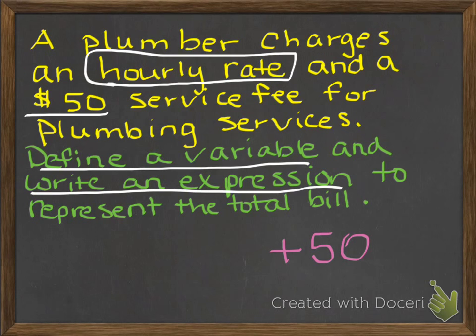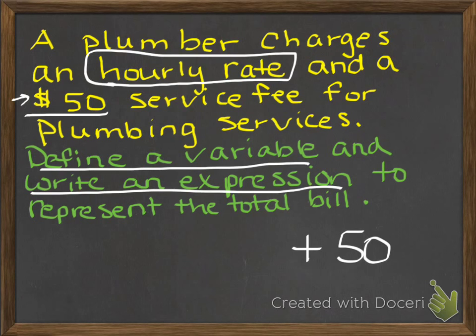Any flat fees, flat rates, service fees, anything that they only pay once that doesn't have anything to do with like the number of tickets they buy, the number of hours they work, anything that doesn't change based on the variable is by itself. It's a flat fee. So that's the plus 50 there. And actually, let me go ahead and do that in white so it shows up, plus 50. And that's from this $50 right here, and a $50 service fee for plumbing services.